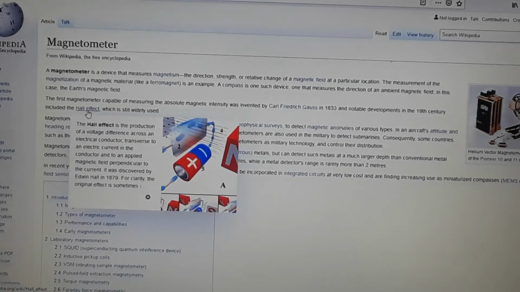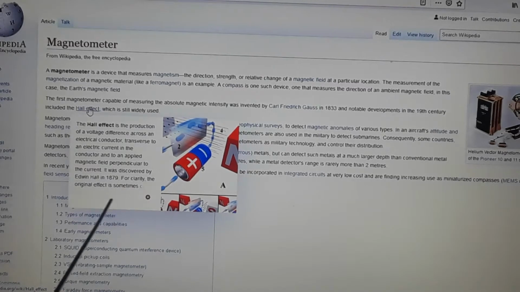What does it say about the Hall effect? All right. The Hall effect is the production of voltage difference across an electric conductor, transverse to an electric current in the conductor, and to an applied magnetic field perpendicular to the current. It was discovered by Edwin Hall in 1879.